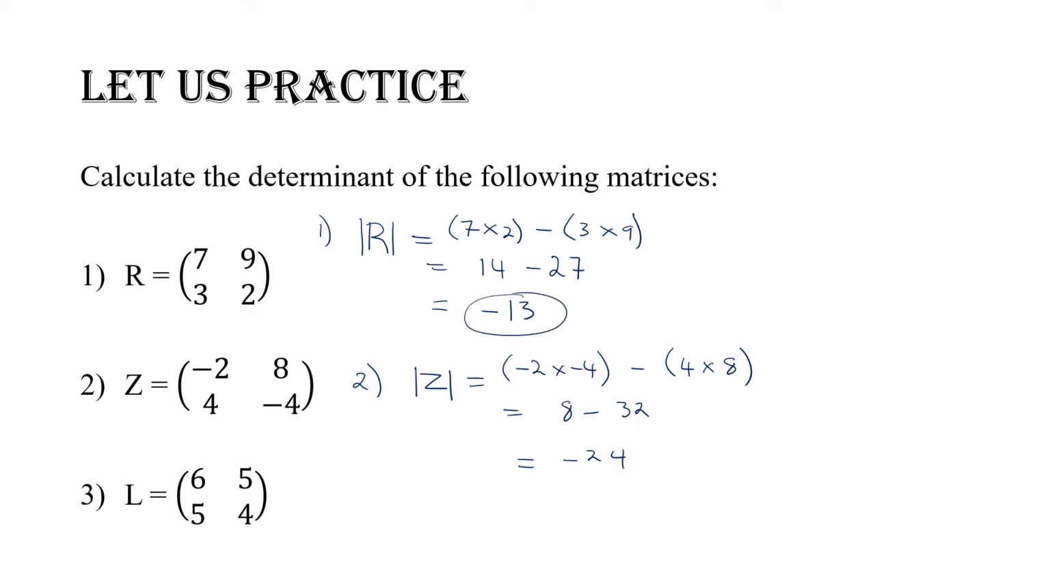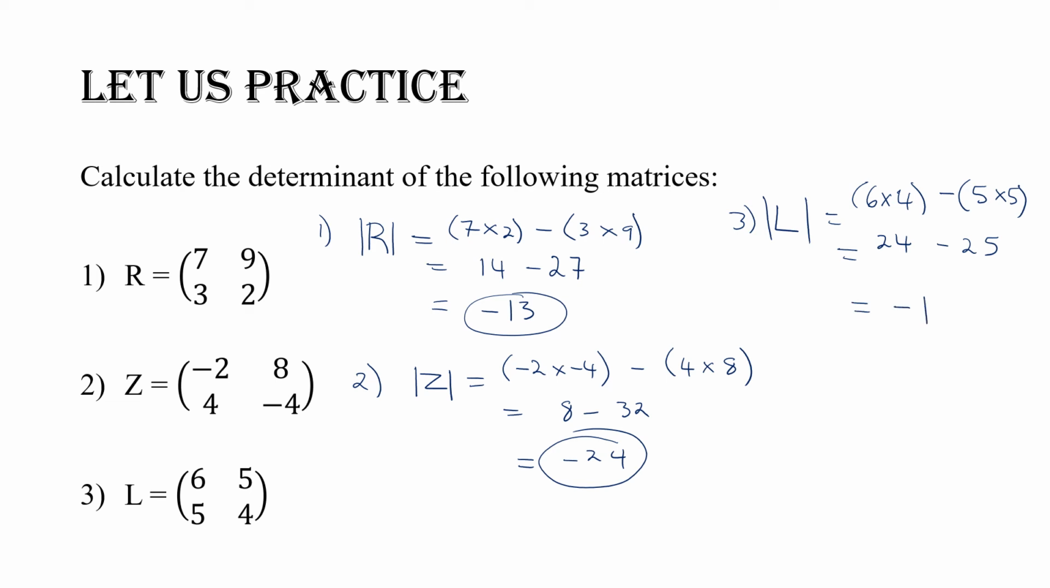So this is a determinant for R, this is a determinant for which one? For Z. And let's see if we could squeeze in L up here. So that's number 3. The determinant of L will be equal to the product of the leading diagonal, which is 6 times 4, minus the product of the minor diagonal, which in this case is 5 times 5. Good. And when we work on this here, we'll get 24 here, minus 25. 5 5s are 25. Good. So in this case here, the determinant is negative 1.